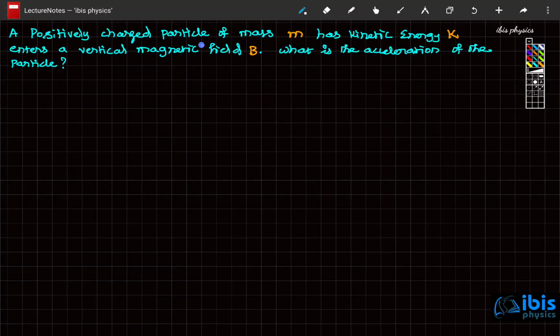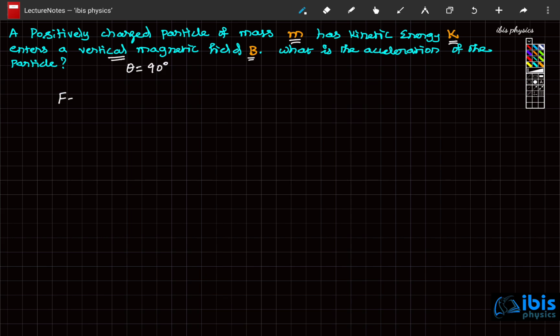A positively charged particle of mass m, kinetic energy K, enters a vertical magnetic field B. What is the acceleration of the particle? Here, it enters a vertical magnetic field means the angle between the magnetic field and velocity is 90 degrees. So we have to find the acceleration.